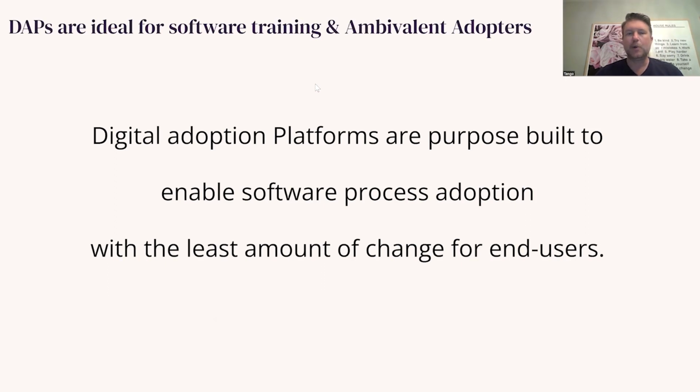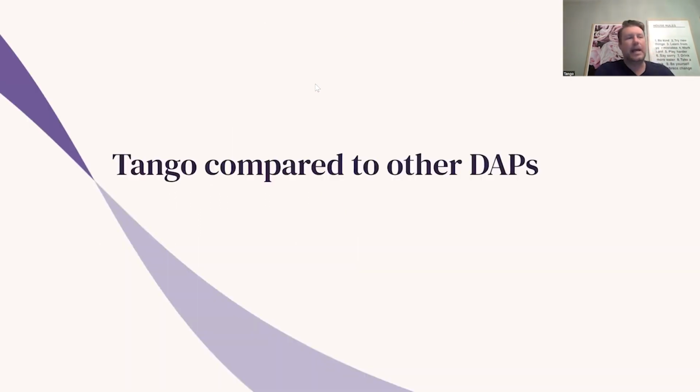All right. So whereas I think that when you try to do software training through documentation and a knowledge base or through videos in an LMS, you're asking the end user to do quite a few things different. There's a lot of change. DAPs have a lot less change that they ask of the end user. Now, that's great, right? And so that's why you need to consider a digital adoption platform when you're doing software training, if you really care about that end user adoption.